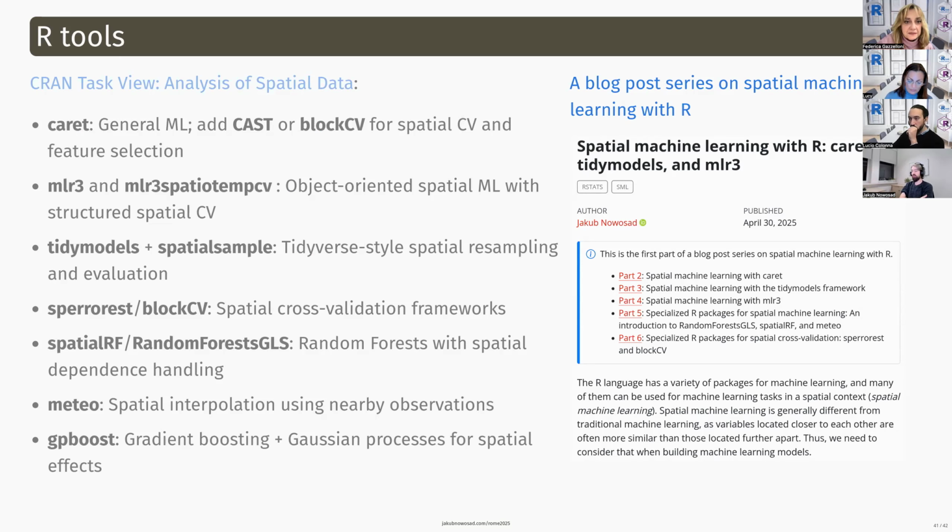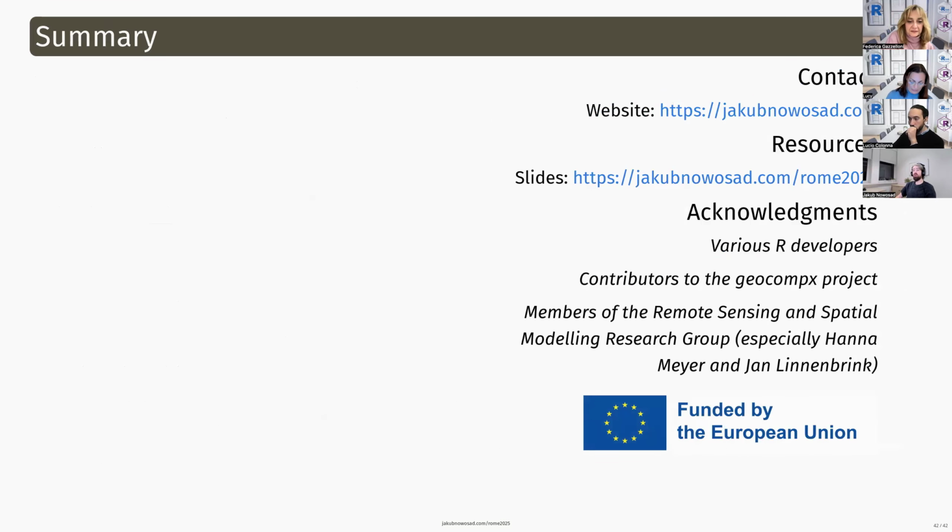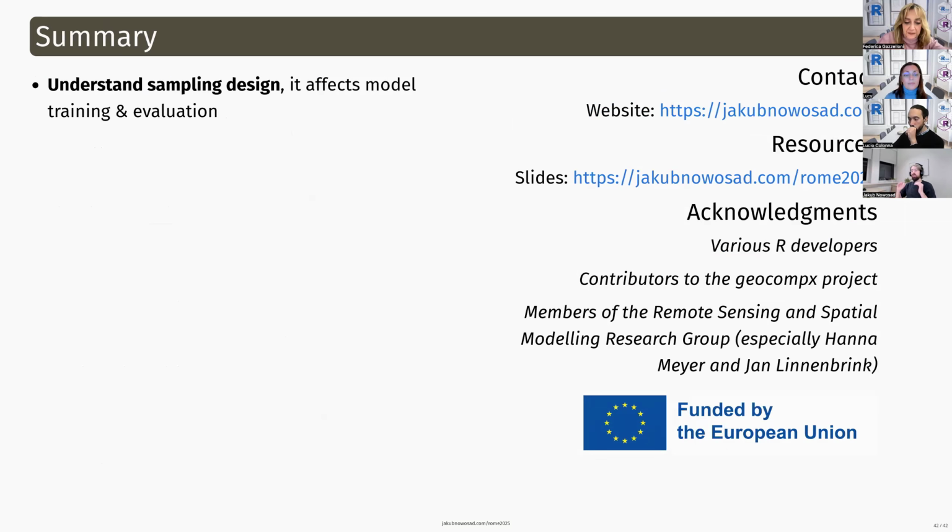So I would encourage you to take a look at that and play with the code and try that on your own data. So just to sum up, first of all, it's very important when you have spatial data to understand what's the sampling design that you have, because it affects everything. And this is the difference between many traditional approaches and spatial data, that with spatial data, we need to consider also spatial relationships between our locations. And this makes a huge difference.